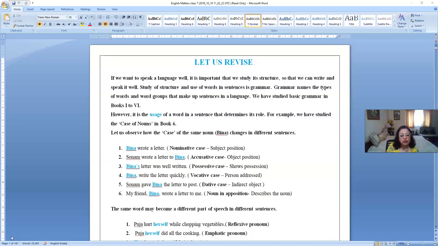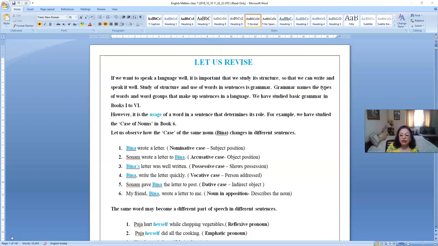Now, Sonam gave Bina the letter to post. Now, Sonam is a subject. Sonam gave a letter to post. Now, when you say Sonam gave a letter to post, in a sentence like that, the listener will ask, give whom? So, we say Sonam gave Bina a letter to post. So, that means Bina becomes the indirect object. Direct object is the letter. Subject is Sonam. Now, Bina has become the indirect object. When the noun is in indirect object position, it is said to be in the dative case.